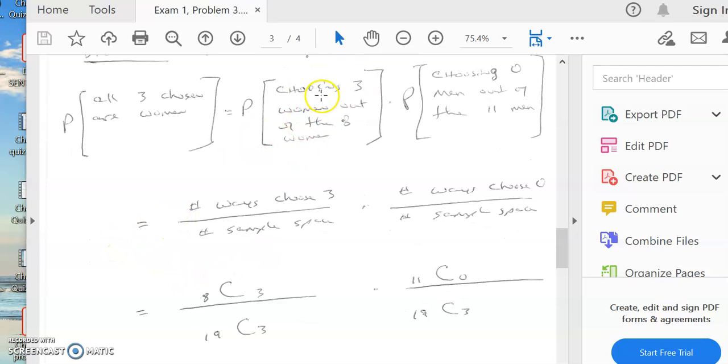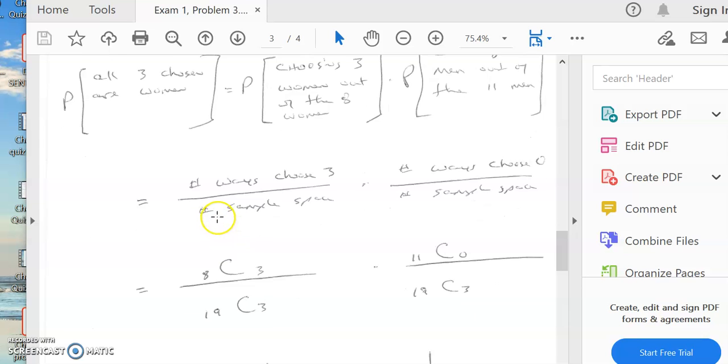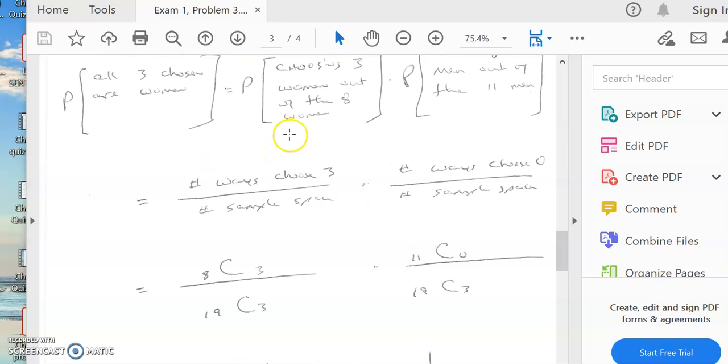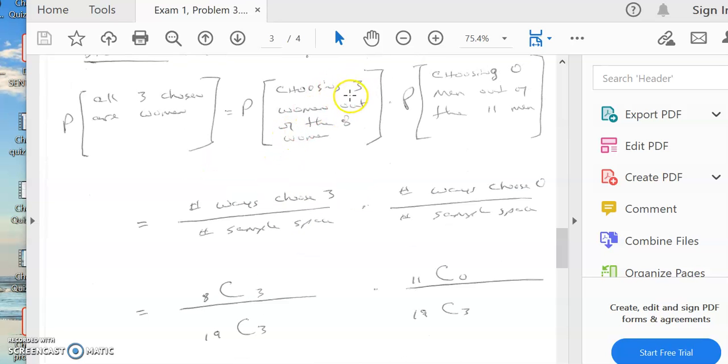How do we figure this one out? It's the same. This is the basic definition in classical probability. Then the probability of getting 3 women, choosing 3 women out of the 8 that are on the committee, well, that's the number of ways that you can choose the 3 women over the number that's in the sample space. And then same thing here.